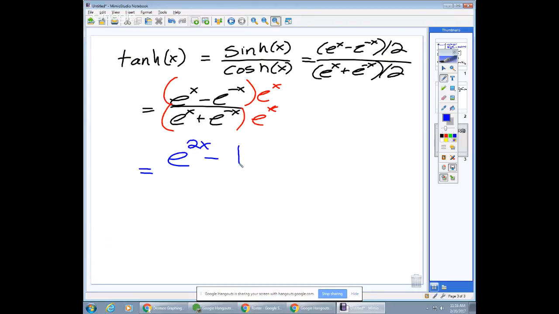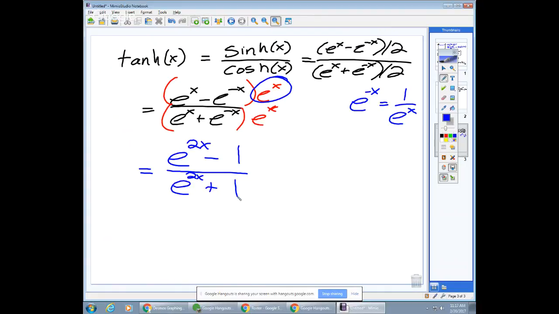Another way to think about it is that e to the negative x is 1 over e to the x. And so when we multiply by e to the x, they give us a 1 in return. The denominator is going to be pretty similar. That's going to be e to the 2x plus 1. So that's another way to think about it. We'll come back to that in a little bit.